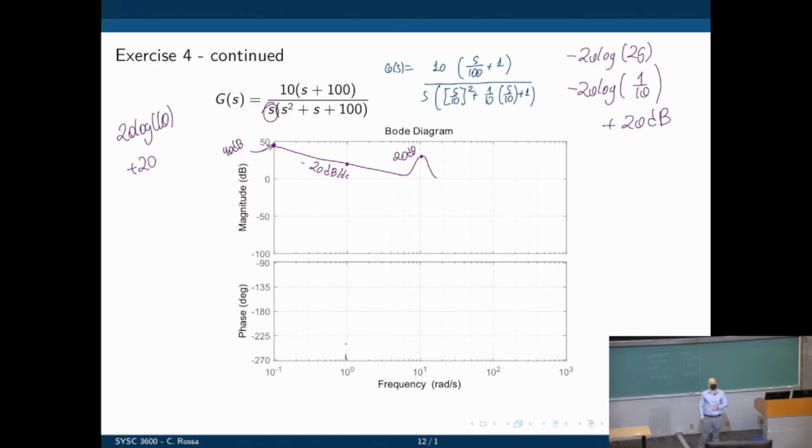What happens next? Now we passed a complex pole. What is the slope now? A complex pole adds negative 40 dB per decade to an existing slope of negative 20. So the slope becomes negative 60 dB per decade. We are now at 0. 1 decade from now, we will be at negative 60. Around here.